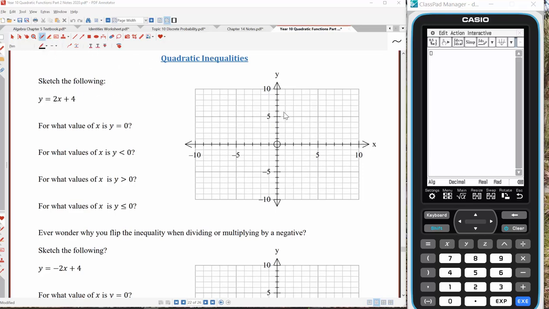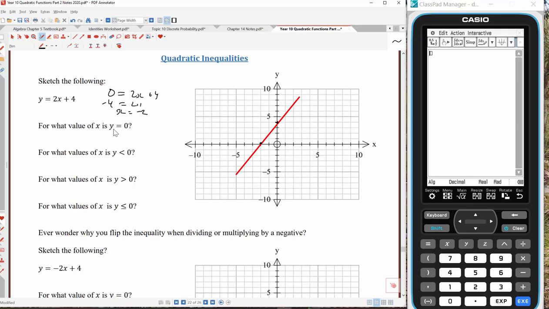So we've got a y-intercept of 4 and an x-intercept of x equals negative 2. So there's our linear function. All right, so with quadratic inequalities problems, I want you to note the strategy that we're going to use to solve these series of questions.